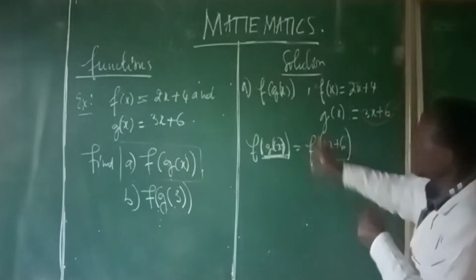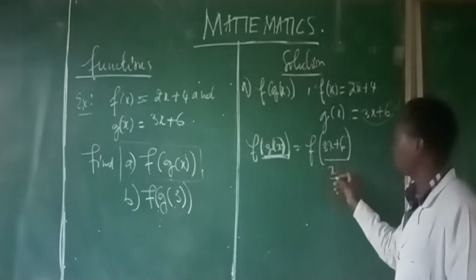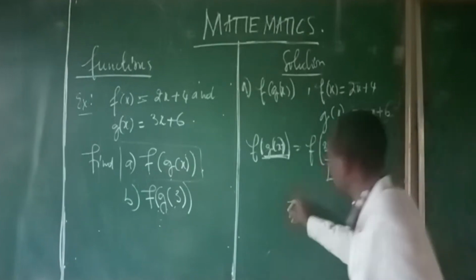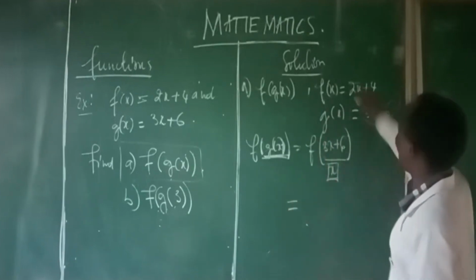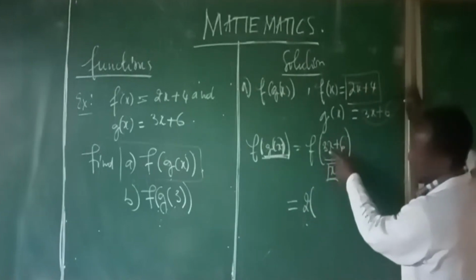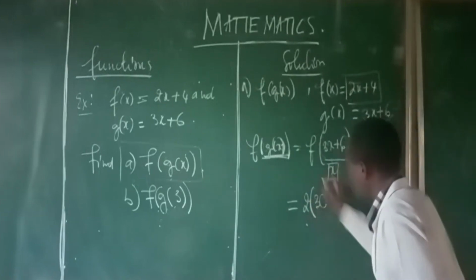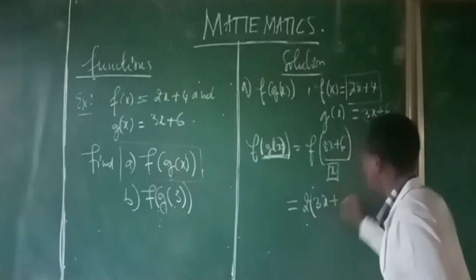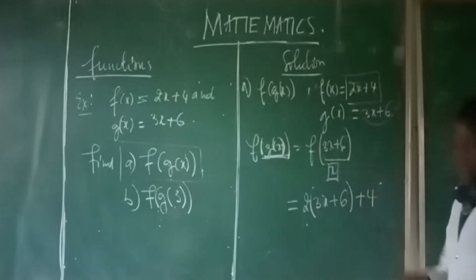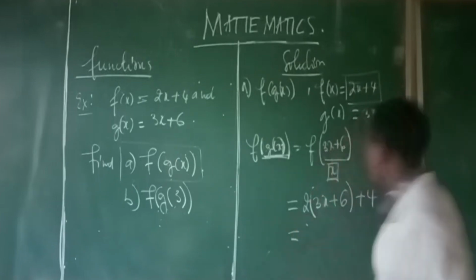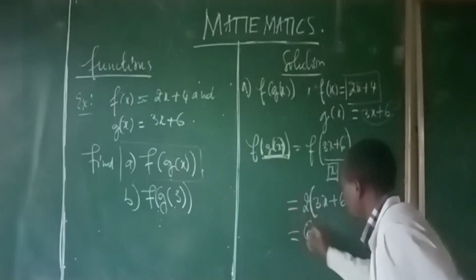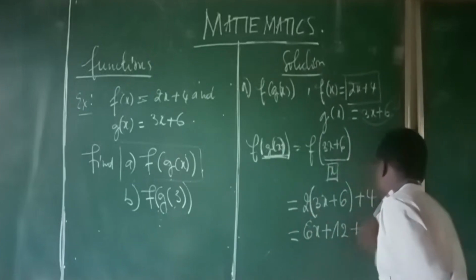It means in our function f of x, where x is, we have to put 3x plus 6. Then in f of x, we have 2 times x, remember x is equal to 3x plus 6, in brackets, close the bracket, plus this number 4. Now, let's multiply these two factors. Then it is 6x plus 12 plus 4.